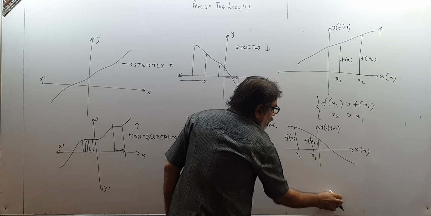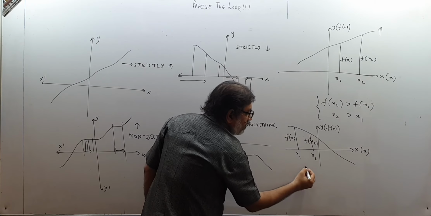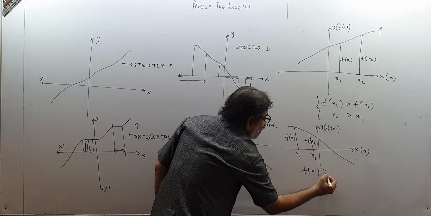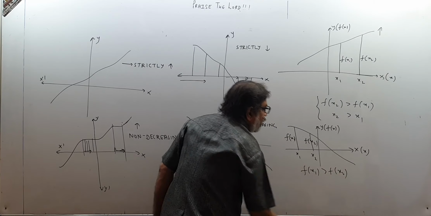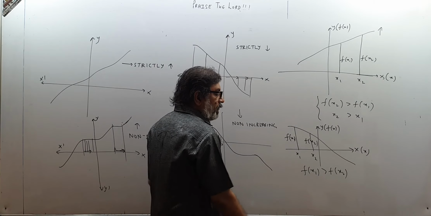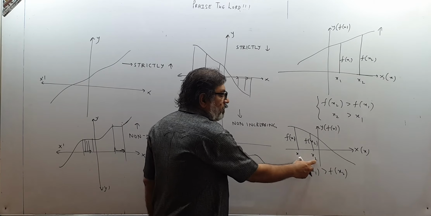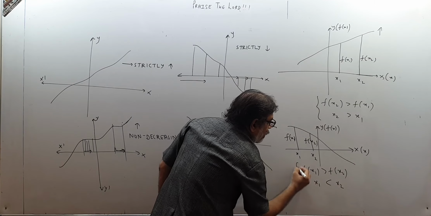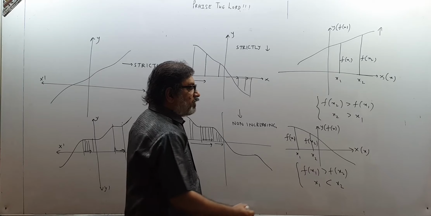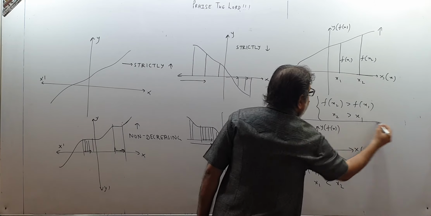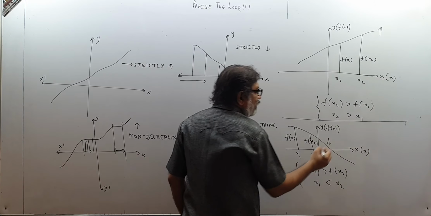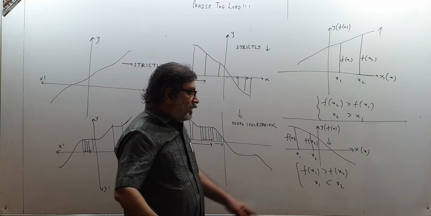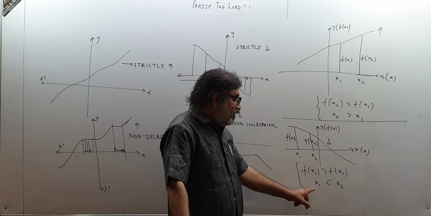Children, it is very easy for me to make out which height is more, fx1 is more. So fx1 is more than fx2. But what about x1 and x2? x1 is less than x2 because this will be more, this will be less. So x1 will be less than x2. Now see, because it was a case of decreasing function, fx1 more than fx2 implies x1 less than x2.